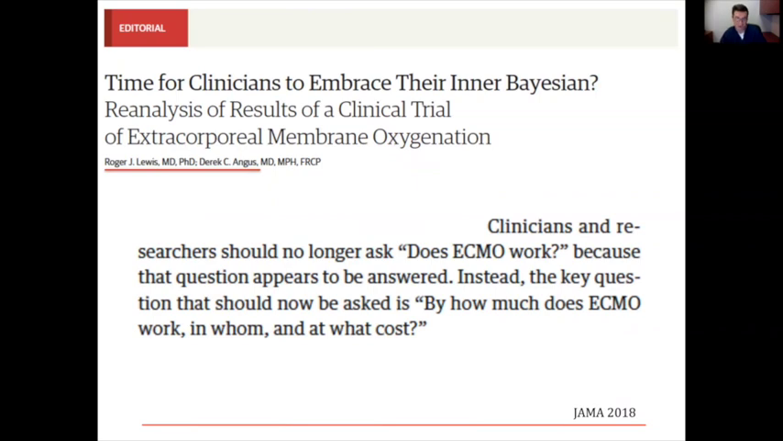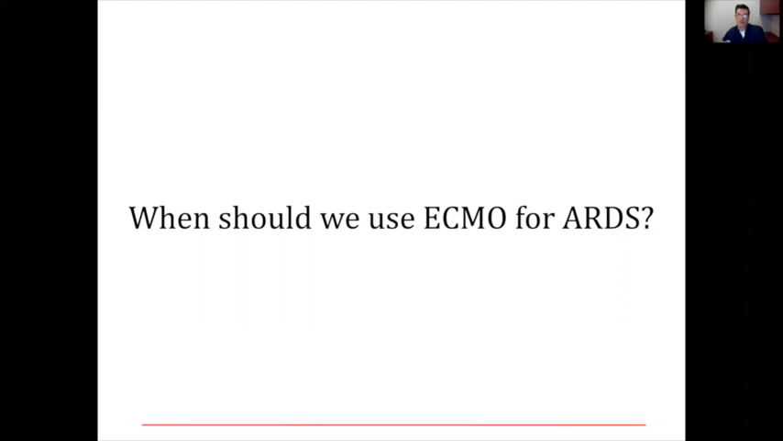Putting all of that together, this is now going back to the JAMA trial. This was the editorial written for the post hoc Bayesian analysis, again by the editors from JAMA. So sort of putting the imprimatur of JAMA on the conclusions that they had, which is clinicians and researchers should no longer ask, does ECMO work? Again, this is their opinion, because that question appears to be answered. Instead, the key question should now be asked is, by how much does ECMO work, in whom, and at what cost?